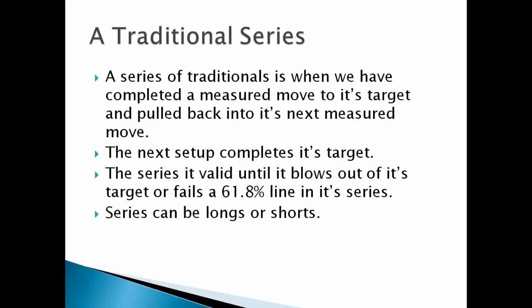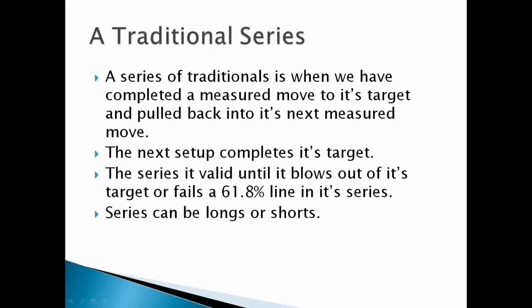Now, a traditional in a series of measured moves. Okay, this is where we link traditionals together. A series of traditionals is when we have completed a measured move to its profit target and pulled back into its next measured move, a new traditional measured move. The next setup completes its target. Now that there's two setups, it is now a series. That series is valid until one of two things happens: it either blows out of a target and becomes an extension, or it fails a 61.8% line in its series. A series can be longs or shorts.